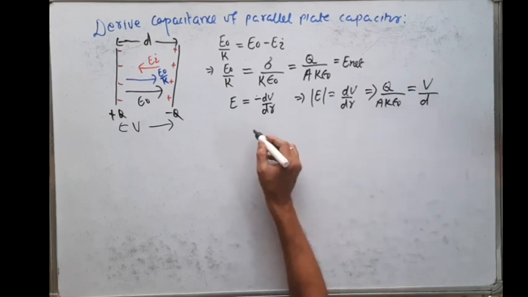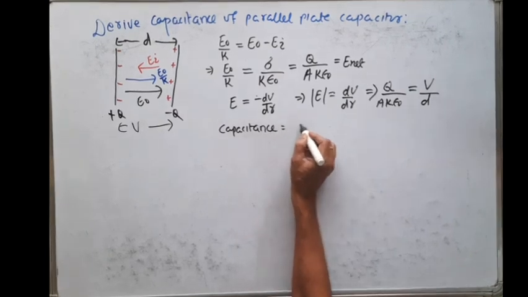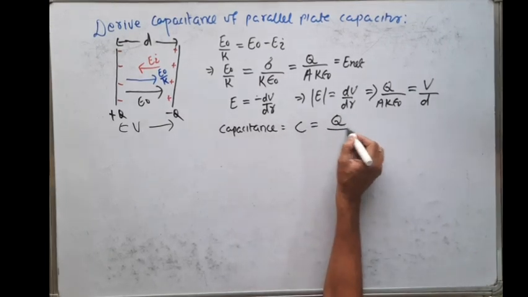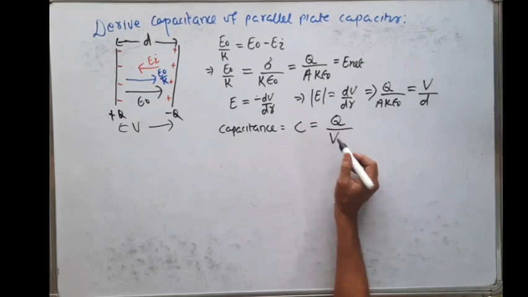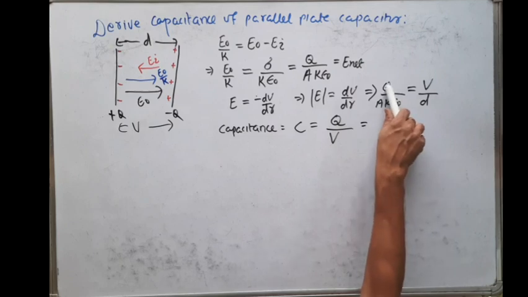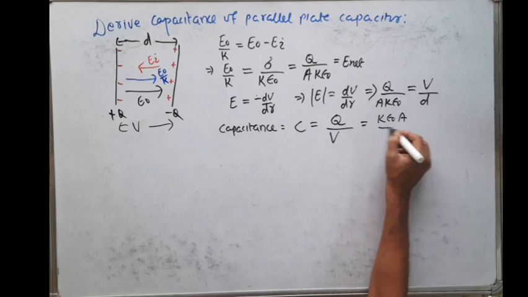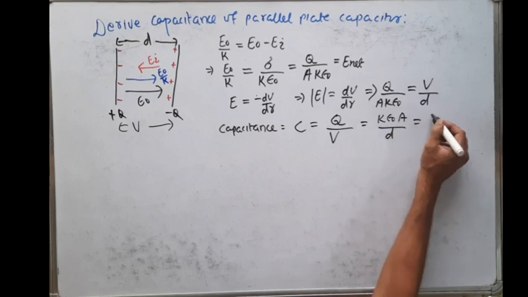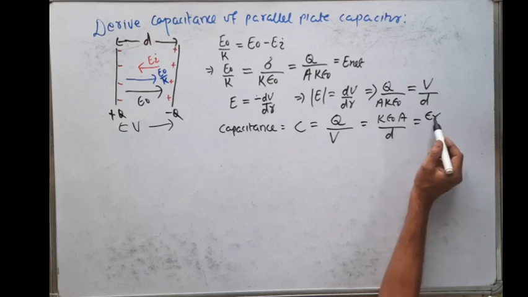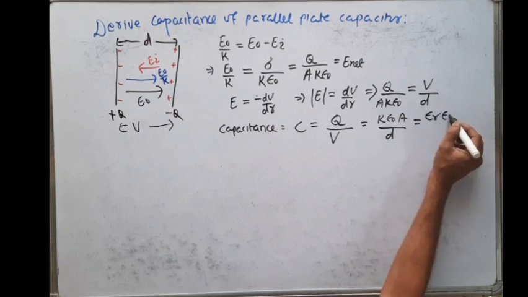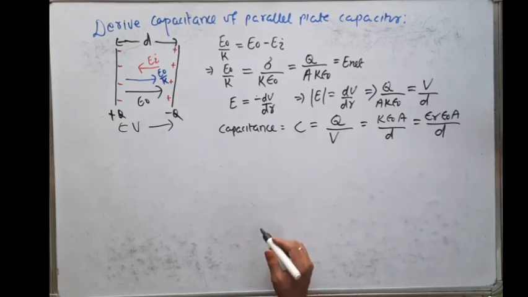But we know what capacitance is. Capacitance is the amount of charge required to raise unit potential difference between two plates. That is C is equal to Q by V. So from C equal to Q by V, I got K epsilon naught A by d. And you know K is nothing but the relative permittivity. The value of K and the value of relative permittivity are both the same. So epsilon naught epsilon R into A by d is the capacitance formula.